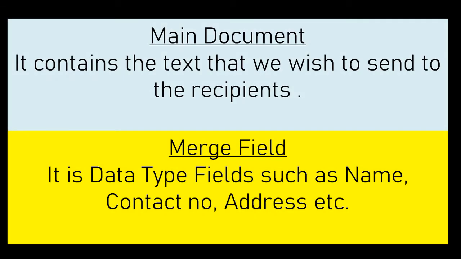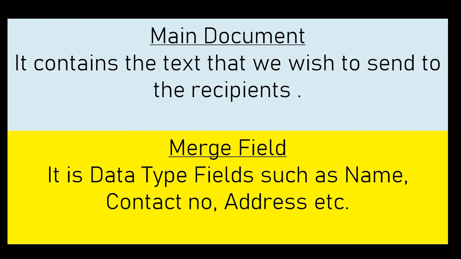Now we see what the main document and merge field are. The main document contains the text that we wish to send to the recipients. Like if you are a boss and you want to wish all the employees a new year greeting or some other message, you can use it. And if it is your birthday and you want to invite your friends, you can send the birthday invitation to all your friends or relatives, whoever you want to invite.